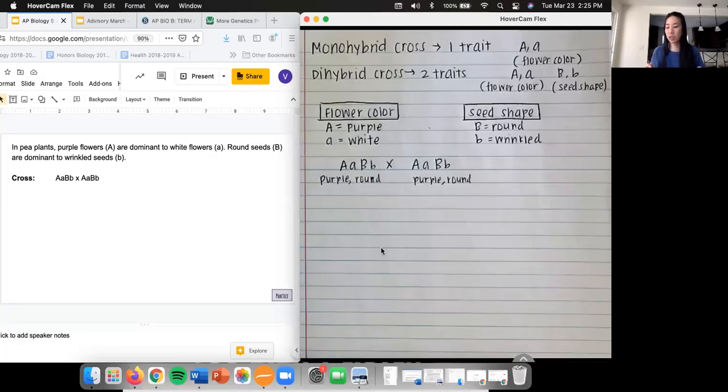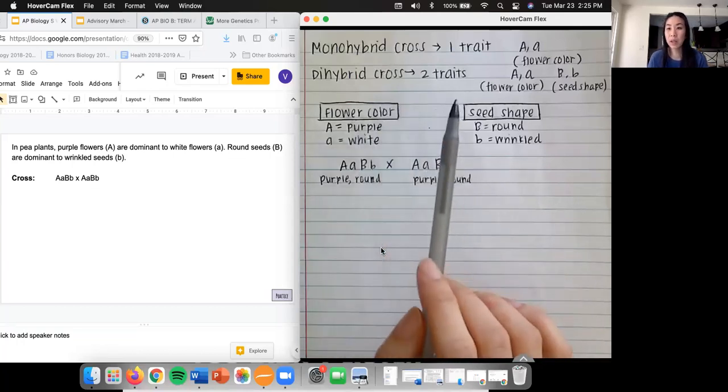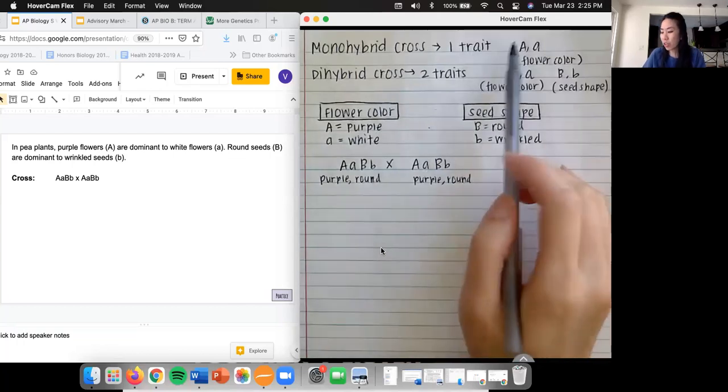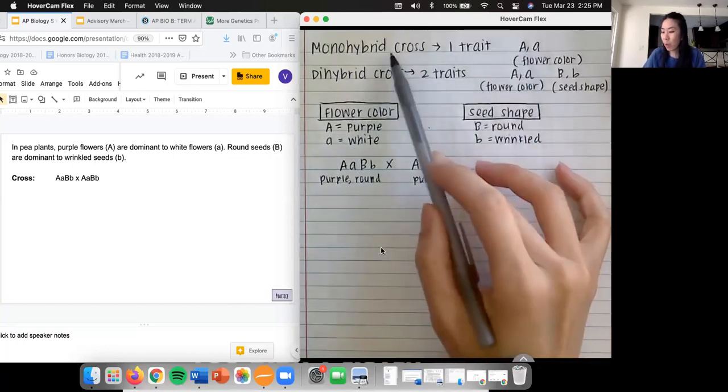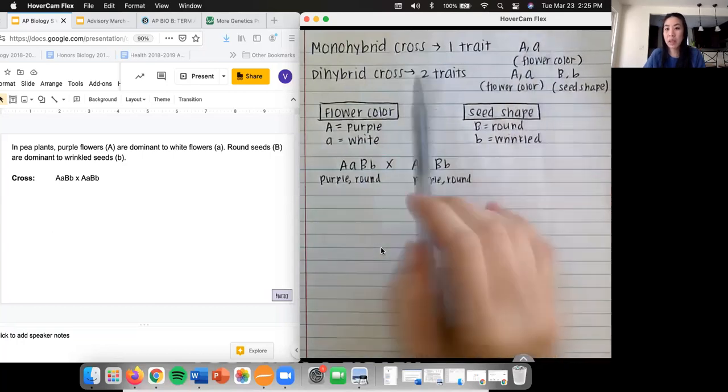Okay, so continuation of what we were doing in class just now, with a dihybrid cross, two traits, and it's almost like doing two separate Punnett squares. But I'm going to show you two different ways to do this. The idea is, if we were doing one trait, flower color, big A, little a, those are our two alleles.